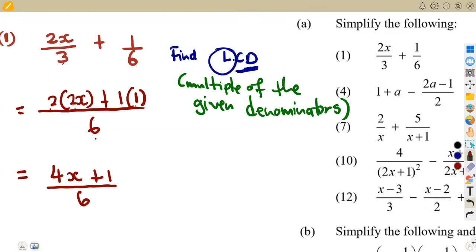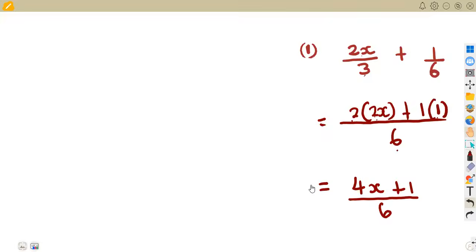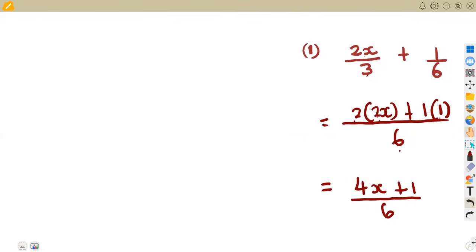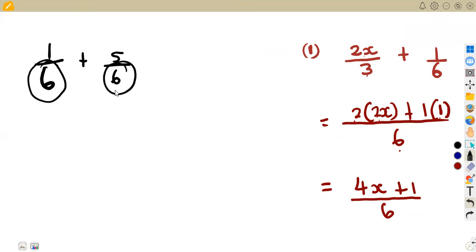Okay, I want to take you this way with this method here. Remember that if I am having a fraction 1 over 6 plus 5 over 6, or maybe whatever number that you can think of, what we know is that if the denominators, these ones, are the same, I'm simply going to add the numerators together, these ones.